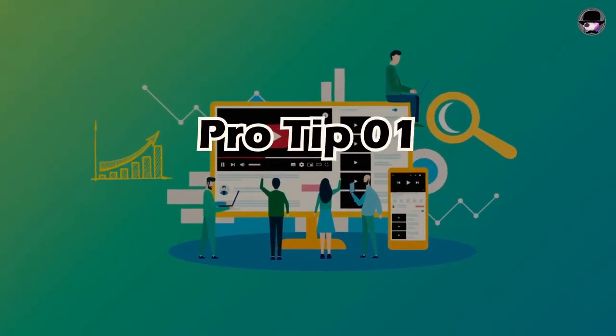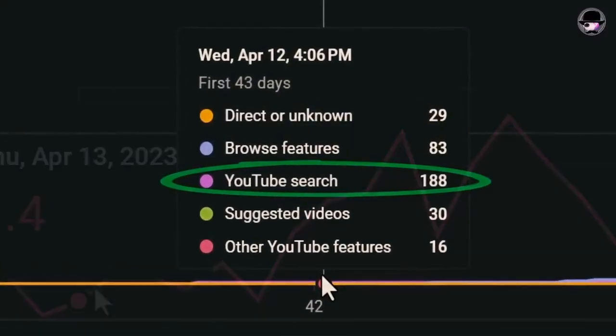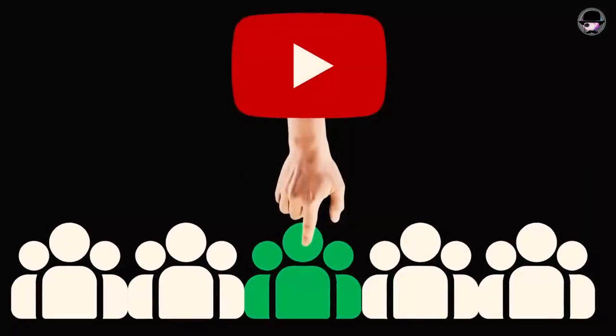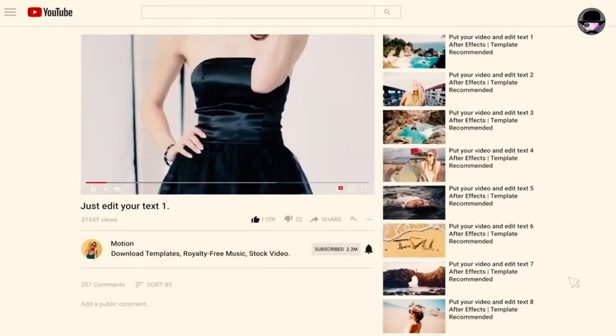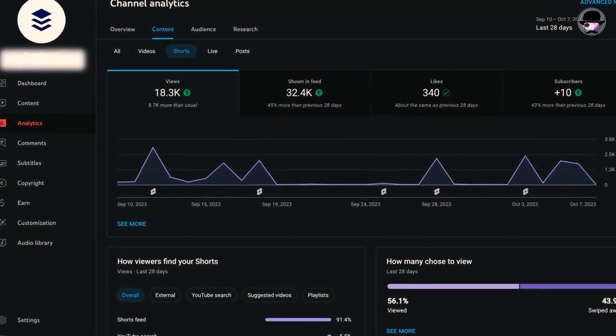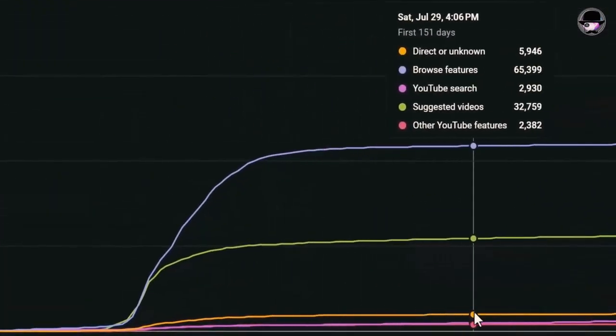Pro Tip 1. Decoding algorithm preferences. In-depth analytics exploration is like having a roadmap to success. Dive into YouTube analytics to comprehend viewer behaviors and demographics, allowing you to tailor your content strategy for maximum impact. What doesn't work? Ignoring analytics means missing out on valuable insights that could significantly enhance your content and overall engagement.